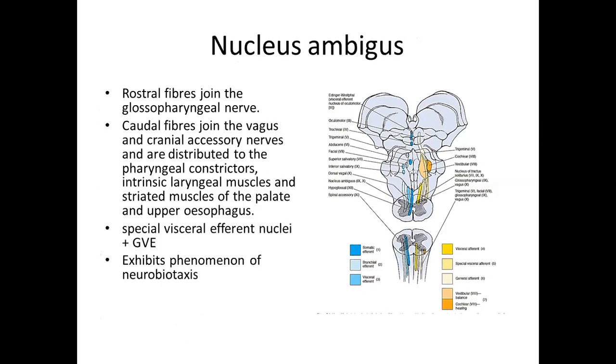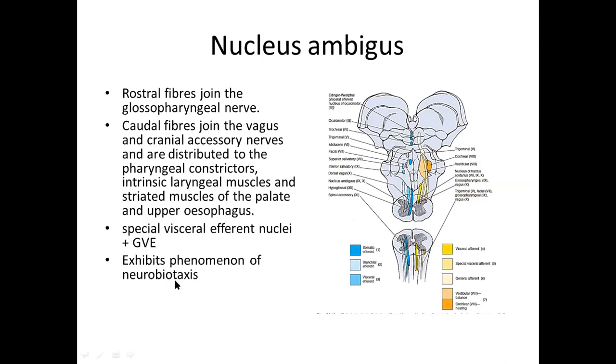Then, the fibers from the nucleus ambiguus give rise to the rootlets of the glossopharyngeal nerve, to the cranial root of the accessory nerve, and to the vagus nerve. So it is distributed to the pharyngeal constrictors, the intrinsic laryngeal muscles, the striated muscles of the palate and the upper esophagus. That is why it belongs to the special visceral efferent and also to the general visceral efferent column, because it is also carrying the secretomotor fibers to some of the salivary glands.